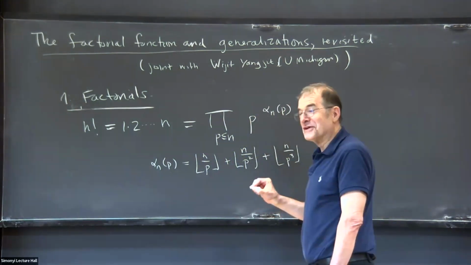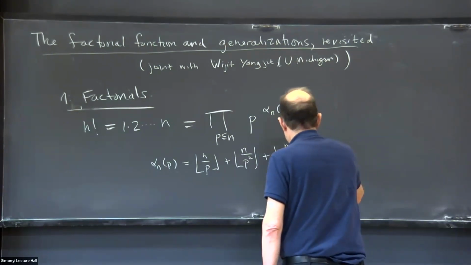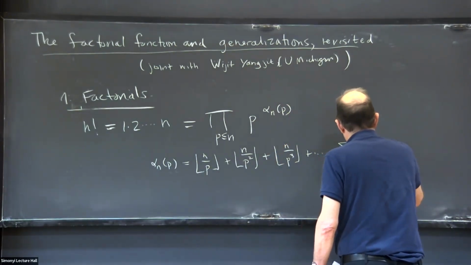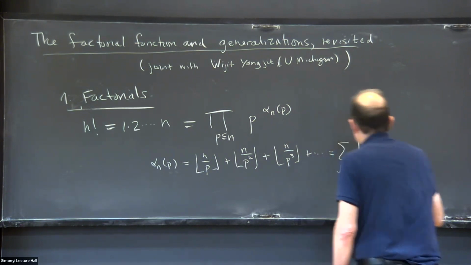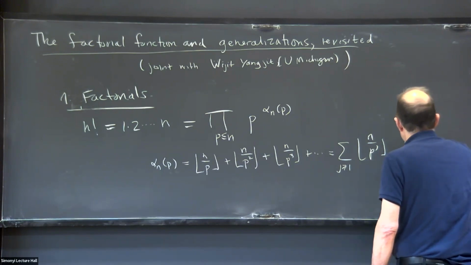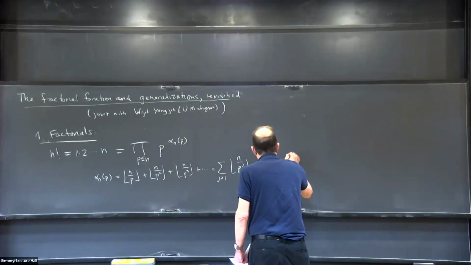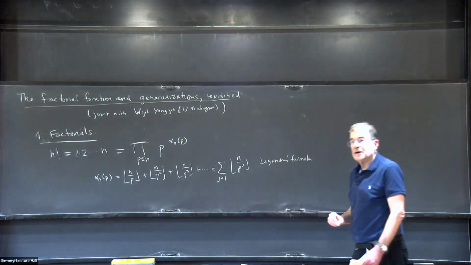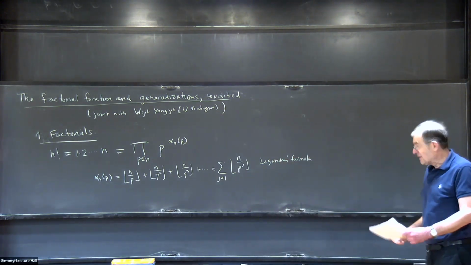Maybe this was in the Knopfmacher book. The sum over j greater than or equal to 1. And this is Legendre's formula. It's also called Dedekind's formula.